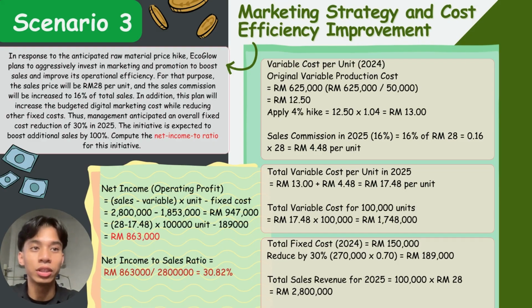The company increased the price to 28 ringgit and expects to double its sales. Even though the sales commission and raw material costs go up, the fixed costs are reduced by 30%. Here is the income calculation for scenario 3: the company earns 2.8 million in sales and has a net income of 863,000. So the net income to sales ratio is 30.82%, which means this strategy meets and exceeds the 28% target.